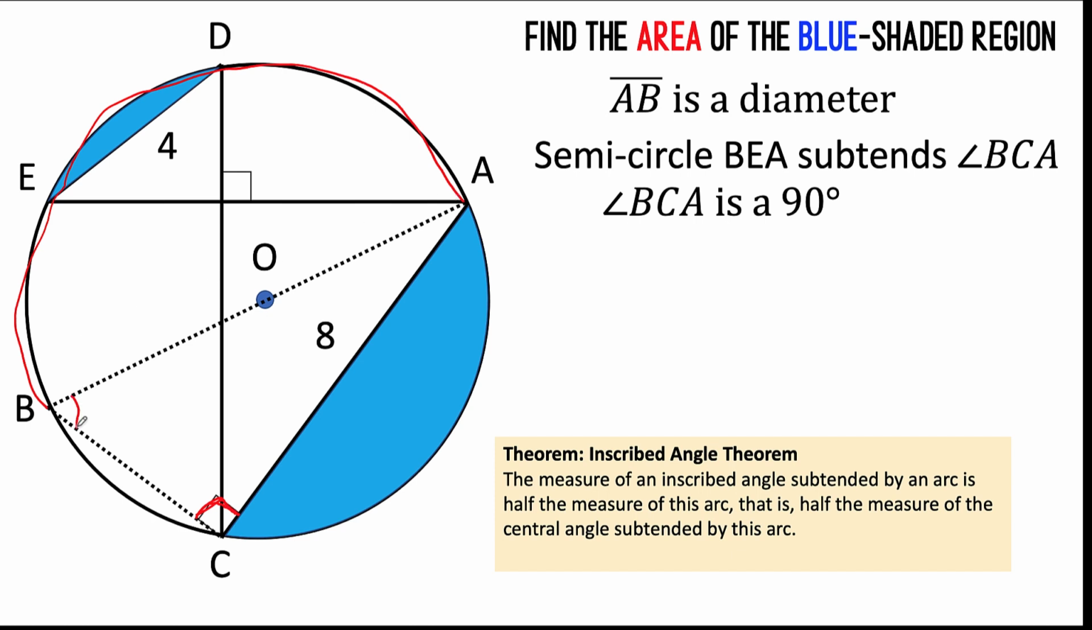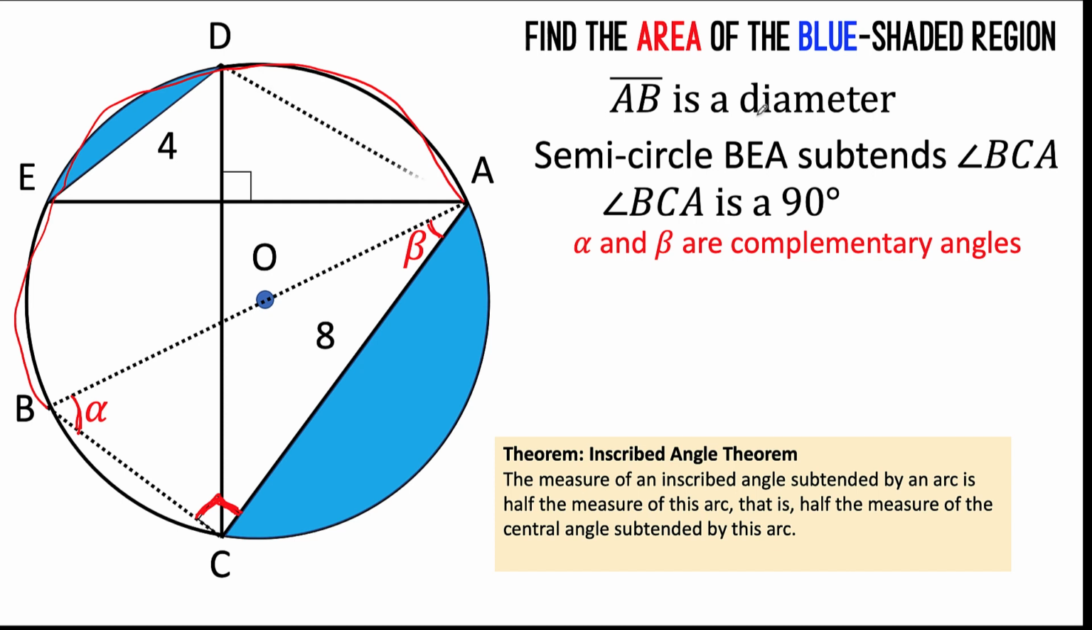Let's call this angle here as angle alpha, and let's call this angle here as angle beta. If the angle here is 90 degrees, and since the sum of the interior angles of a triangle is 180 degrees, then the sum of alpha plus beta must be 90 degrees. In other words, alpha and beta are complementary angles.